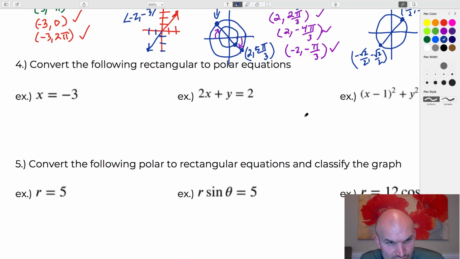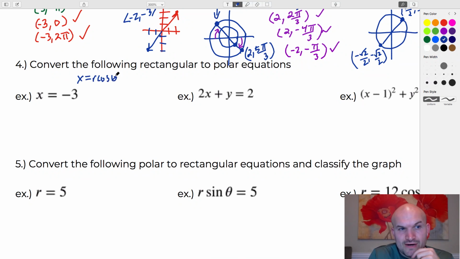The next one says, convert the following rectangular to polar equations. When we're converting rectangular equations to polar, we basically want to get rid of x's and y's. There are 2 ways we could get rid of x's and y's. One is we knew that x is equal to r cosine of theta. So whenever we saw an x, we could just replace it with an r cosine of theta. Hey, guess what we got? An x. So let's replace this with an r cosine of theta.